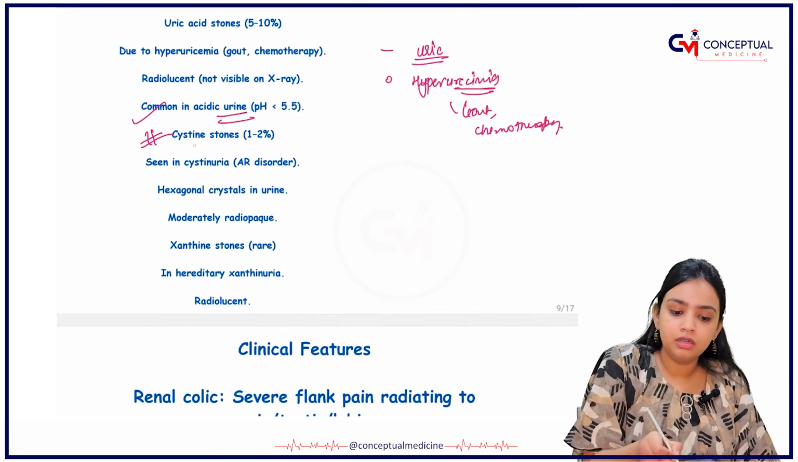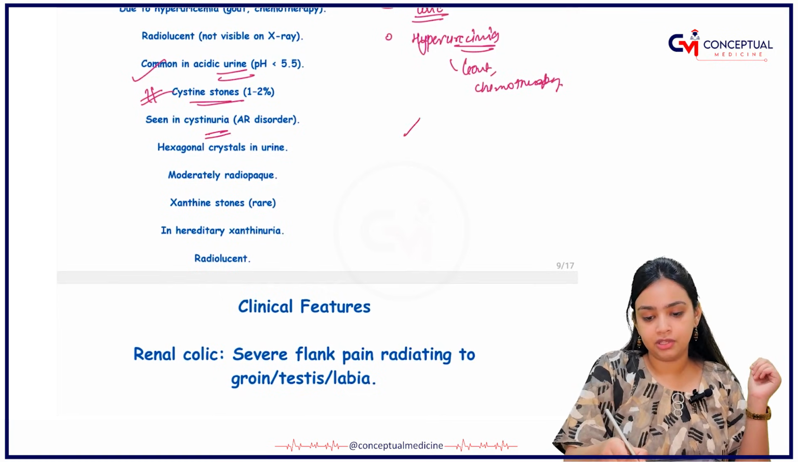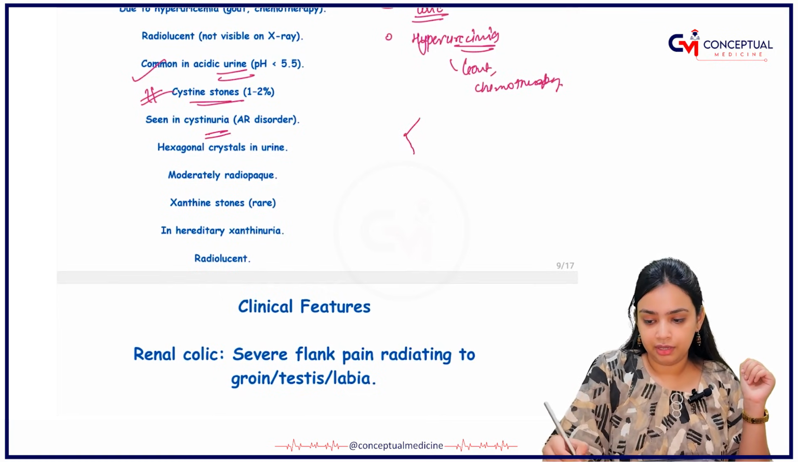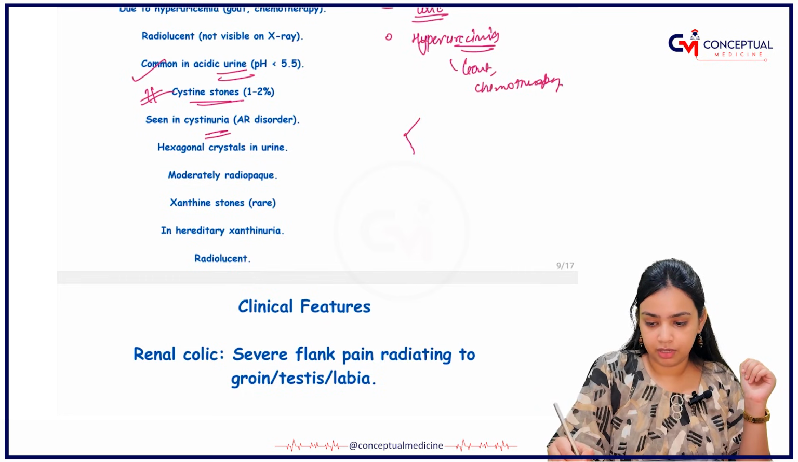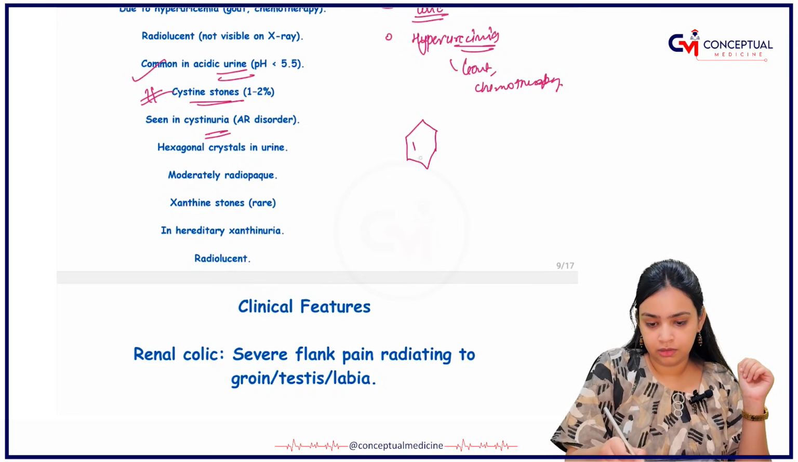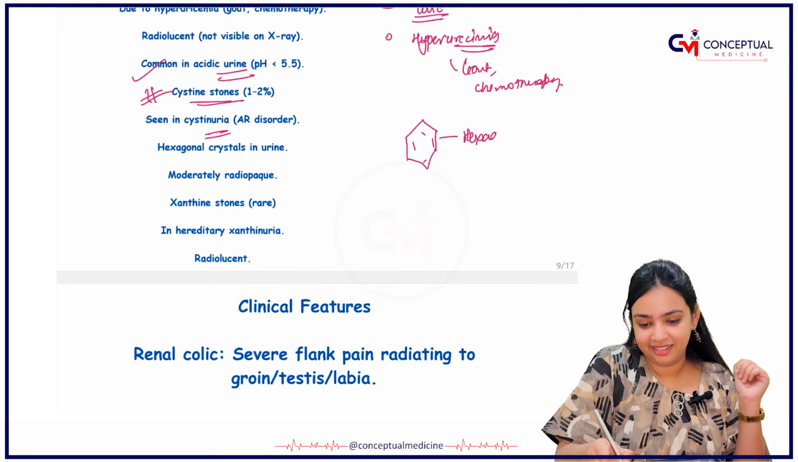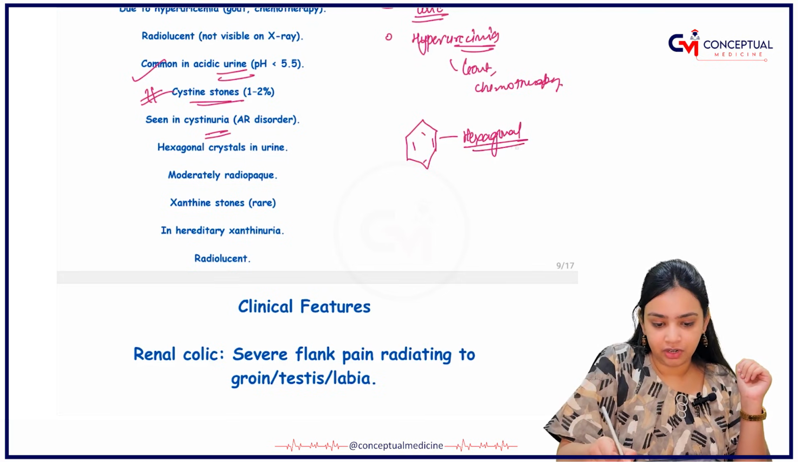Next you have is the cystine stone, that is seen in cystinuria. It is hexagonal. Not your benzene ring, it is hexagonal in structure.